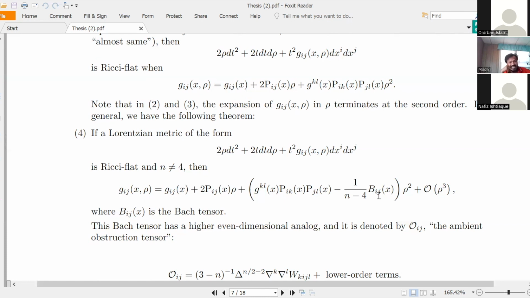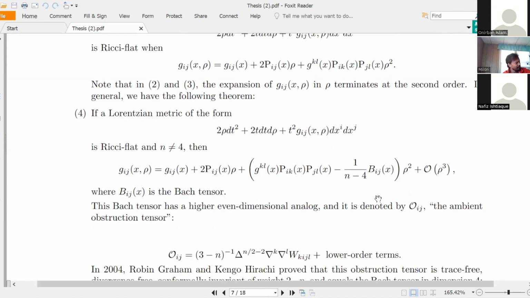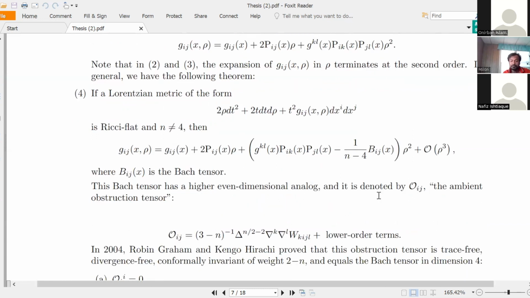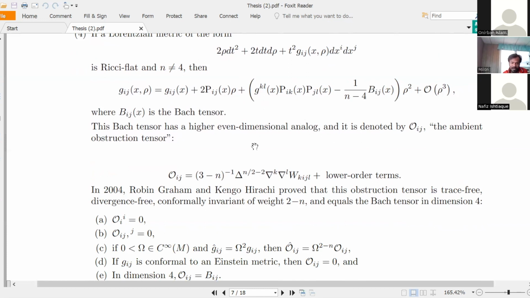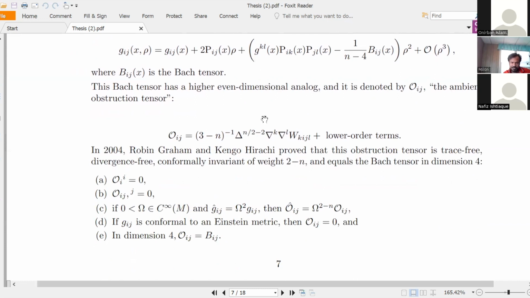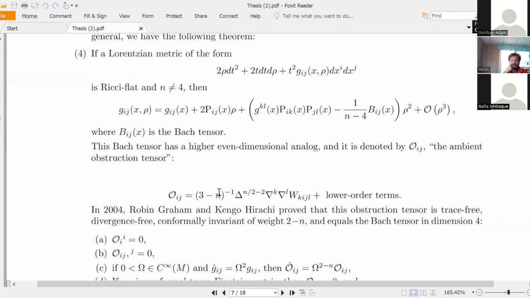And very recently, I guess in 2018, one Japanese mathematician, Kengo Hirachi, proved some beautiful results about this, the generalization of the Bach tensor, which is the obstruction tensor O_ij. This is a very naive expression of the obstruction tensor. They proved that O_ij, the higher dimensional analog of the Bach tensor, is trace free, divergence free, conformally covariant, and in four dimensions it matches the Bach tensor. Honestly speaking, this fourth theorem was one of the key motivations. That's why I am interested in Bach equations, Bach flatness. Bach flatness comes from this obstruction flatness in four dimensions.